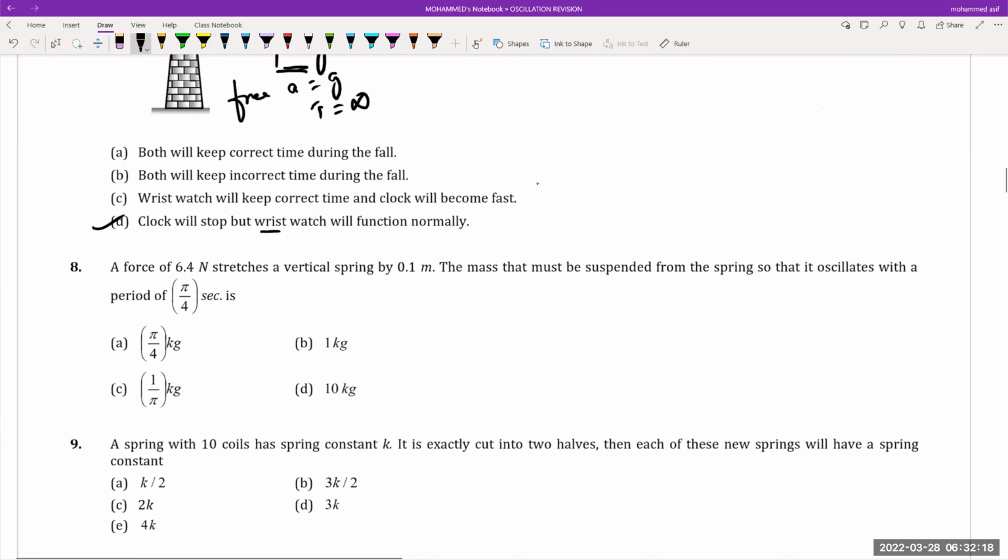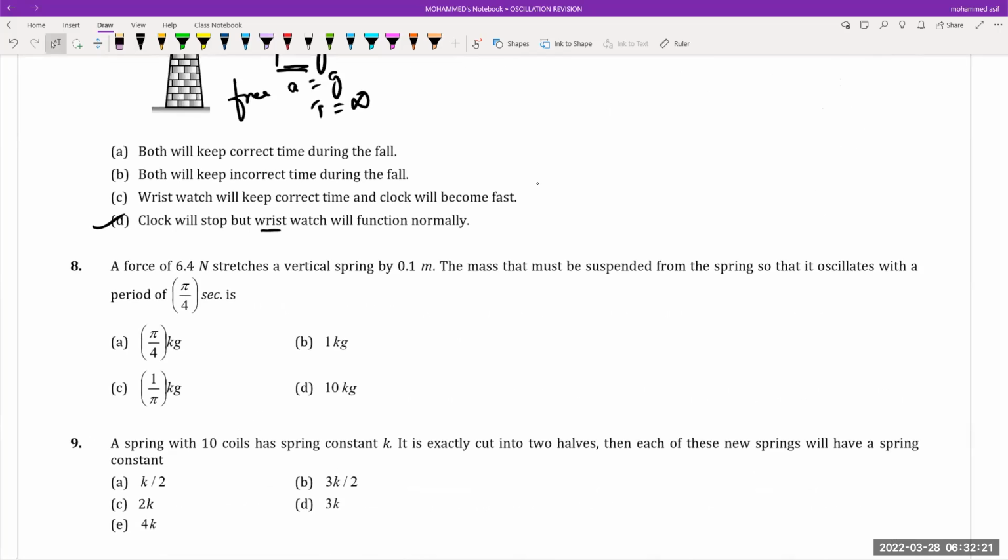Next one. A force of 6.4 Newton stretches a vertical spring of 0.1 meter. The mass that must be suspended from the spring so that it will oscillate with a period of pi by 4 seconds will be equal to how much? तो मास पूछ रहा है. फोर्स कांस्टेंट का फॉर्मूला कितना होता है बेटा? F is equals to K into X. फोर्स कितना दे रखा है 6.4 न्यूटन, that is equals to K into एक्सटेंशन कितना है 0.1, यानी K की वैल्यू हो गई 64 न्यूटन पर मीटर.